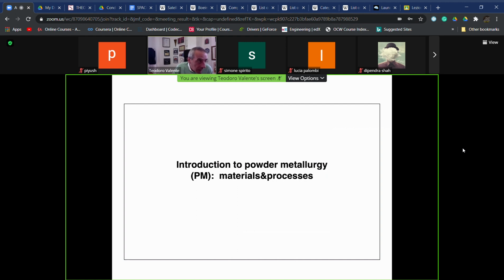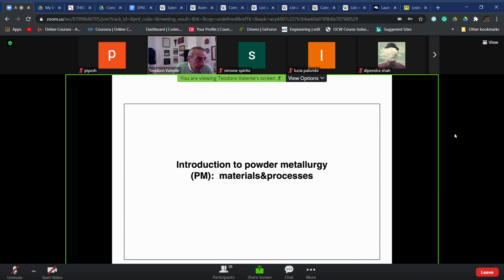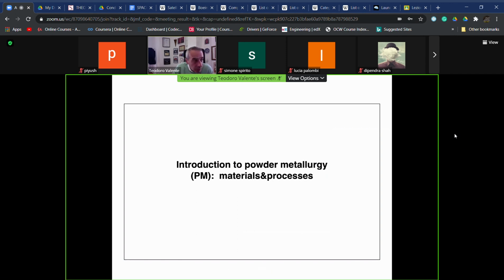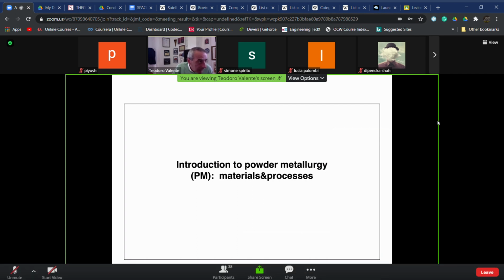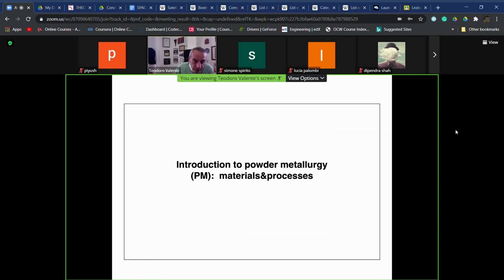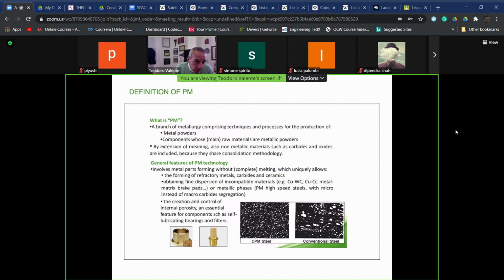So we need powders as our raw materials, and then we need to let the sintering phenomenology happen in order to have the consolidation of the powders and the fabrication of the final component. So powder metallurgy is a branch of materials science and technology and metallurgy, which generally speaking can refer to the fabrication of powders or to the fabrication of components.